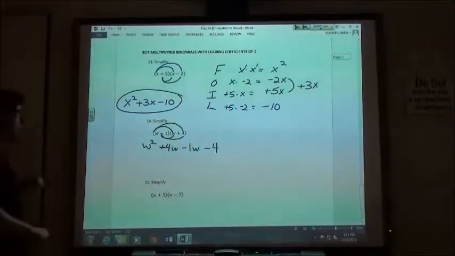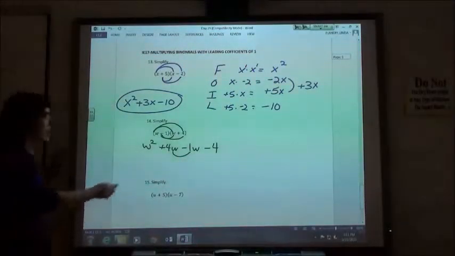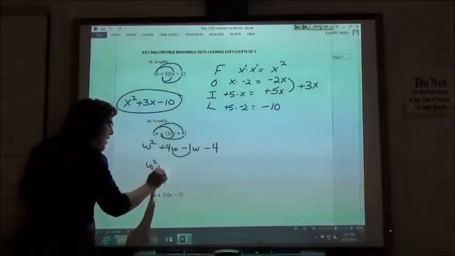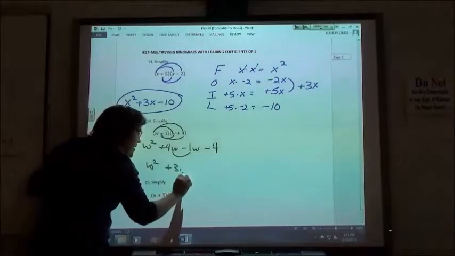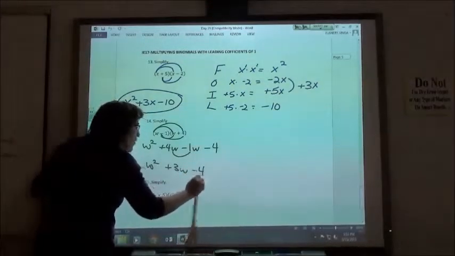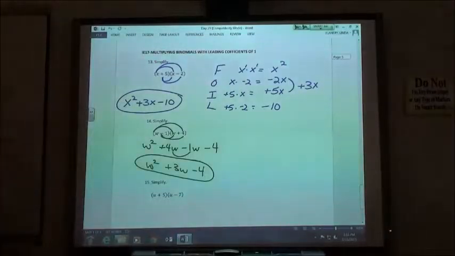Now you're going to combine your like terms, so now you're doing your adding and subtracting. So my answer, I'm going to have the w squared. 4w minus 1w is plus 3w, and then the minus 4 on the end. And so w squared plus 3w minus 4 is my answer.